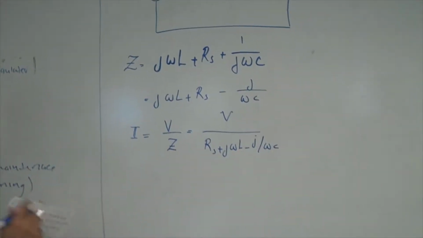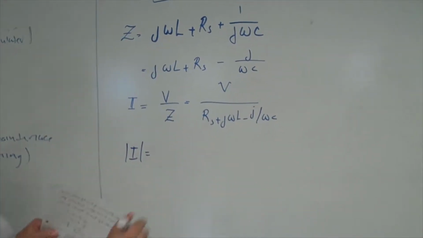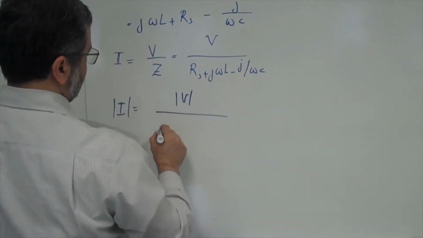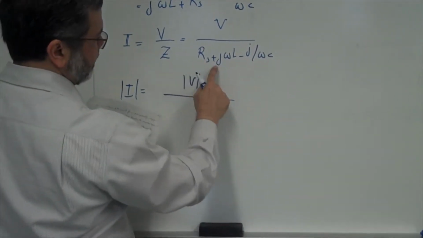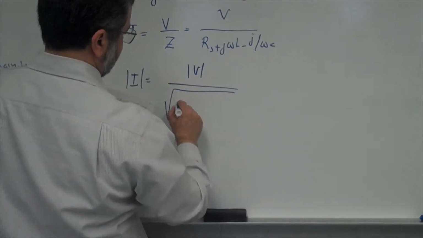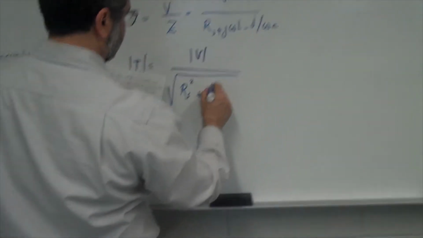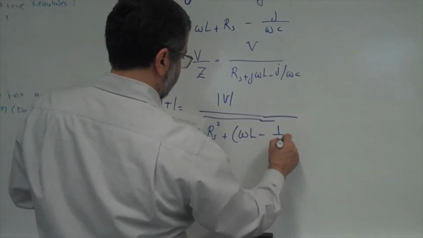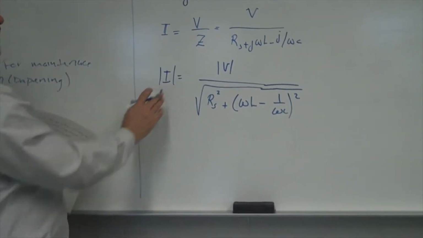Now, if I find the magnitude of this, we haven't discussed in class how to find the magnitude, but the magnitude of a complex number is the magnitude of the numerator over the magnitude of the denominator. The denominator has a real part and an imaginary part, so the magnitude is the square root of the real part squared plus the imaginary part squared, which would be omega L minus 1 over omega C, squared. Again, remember that the magnitude is a real number.